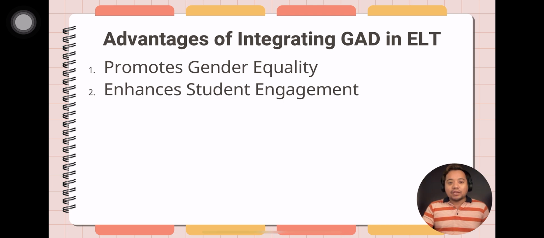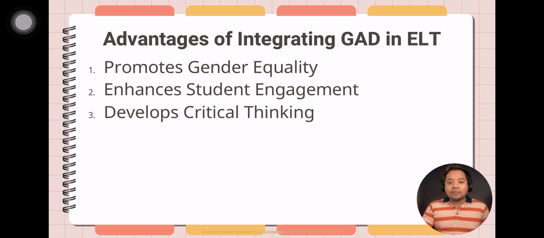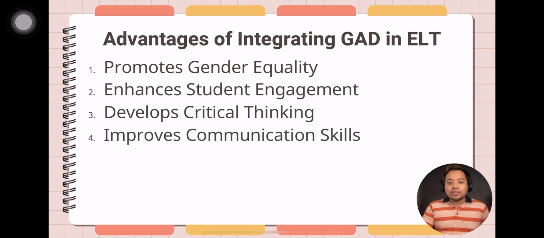Balanced representation and encouragement can increase confidence and motivation in students, leading to better language acquisition. Number three, it develops critical thinking. Addressing gender issues in language learning helps students analyze and challenge societal norms, fostering critical awareness. Fourth, it improves communication skills. Encouraging gender-neutral and inclusive language prepares learners for diverse communication settings in professional and social contexts.